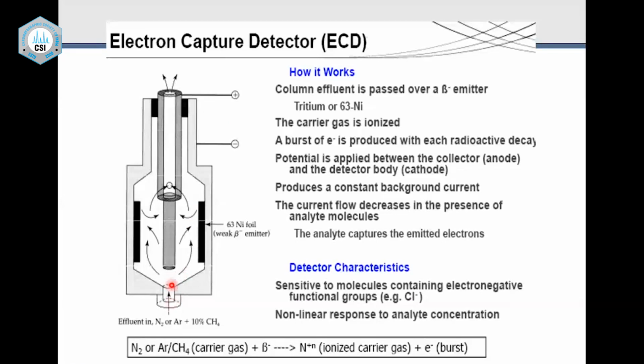Now, if a sample comes and if the sample has electron affinity, that means it is a halogen-containing organic compound, when it comes in this area, it will capture the electrons given by nickel-63, the beta rays which are coming out. Because of that, the current produced at this electrode will drop because electrons are captured by these compounds, and the drop in current is measured as a signal here. This detector is very sensitive to halogen-containing organic compounds, and it is a very good detector for halogen-containing pesticide monitoring in food.